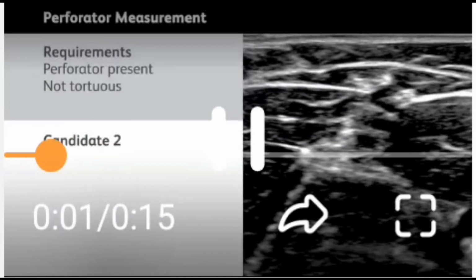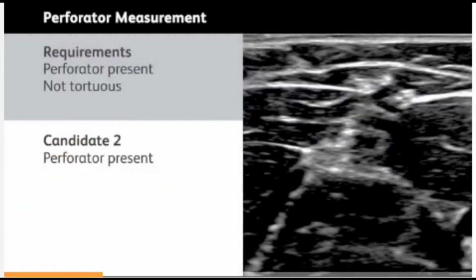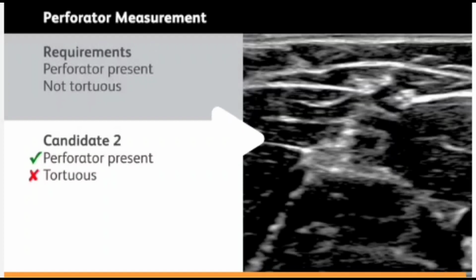In this case, we see that the candidate does have a perforator, but it has a C-shaped curve to it. This perforator is considered tortuous, and the patient would not be considered an ideal candidate. Make note of the tortuosity and discuss it with the physician.